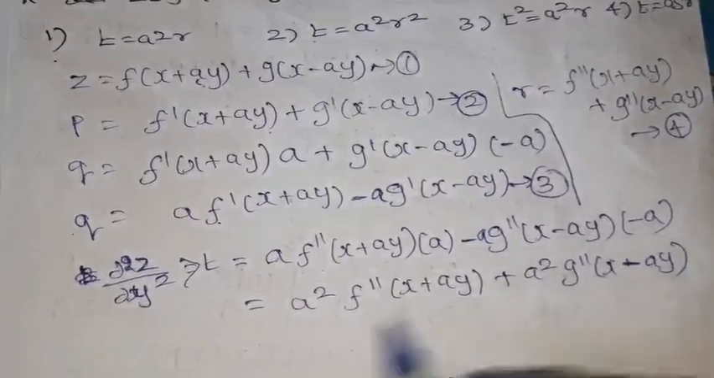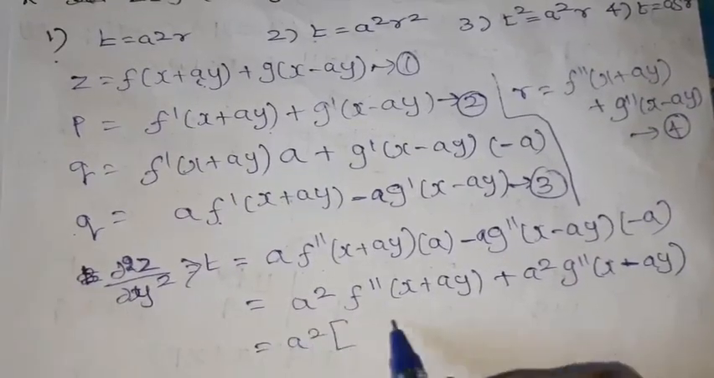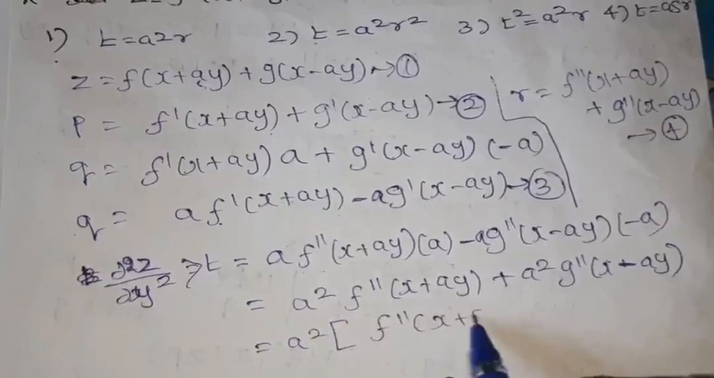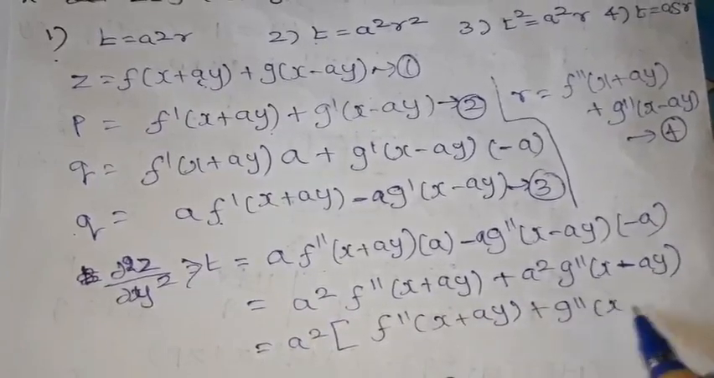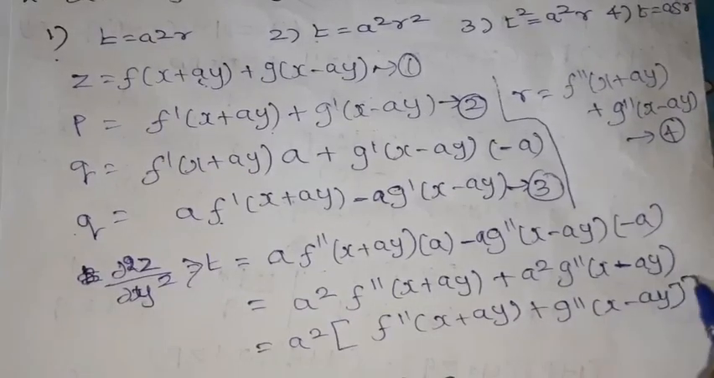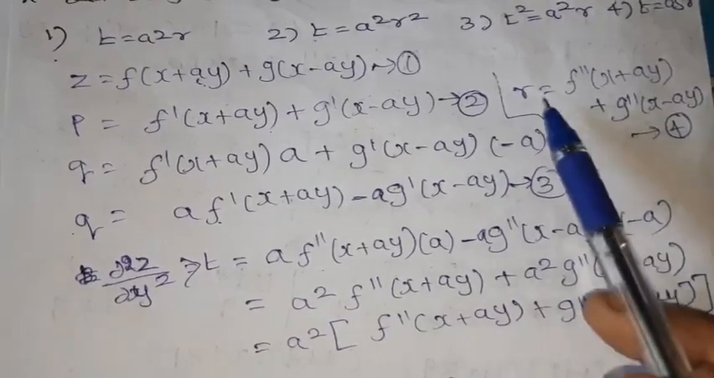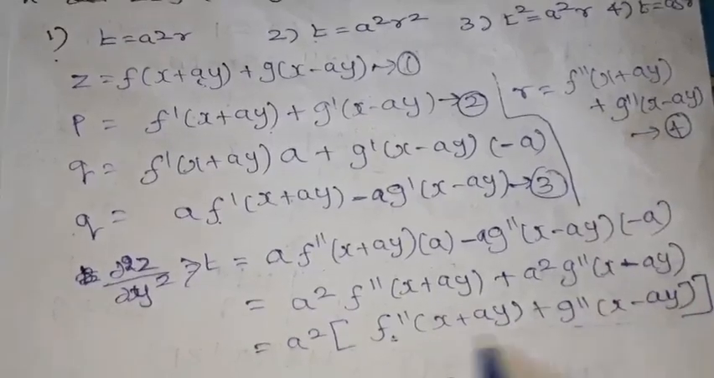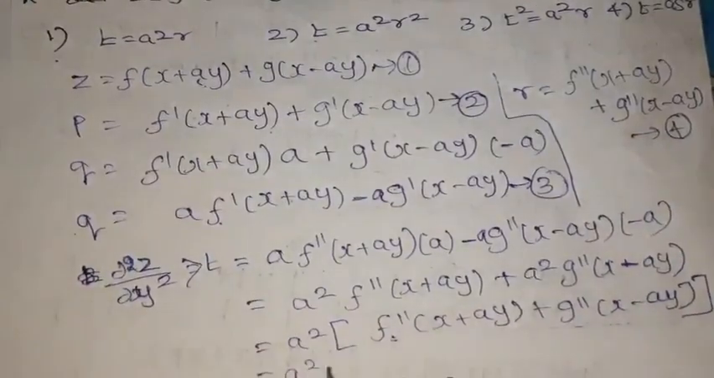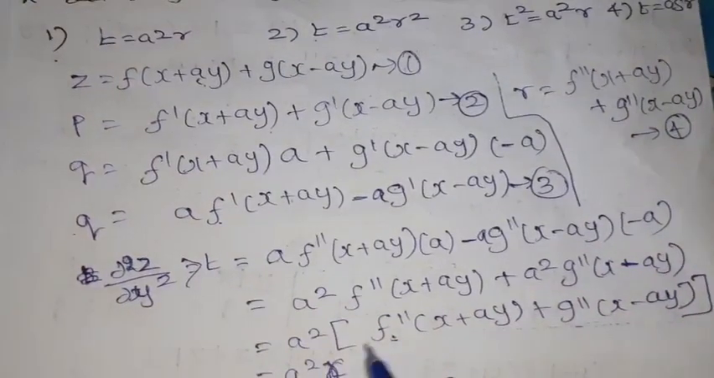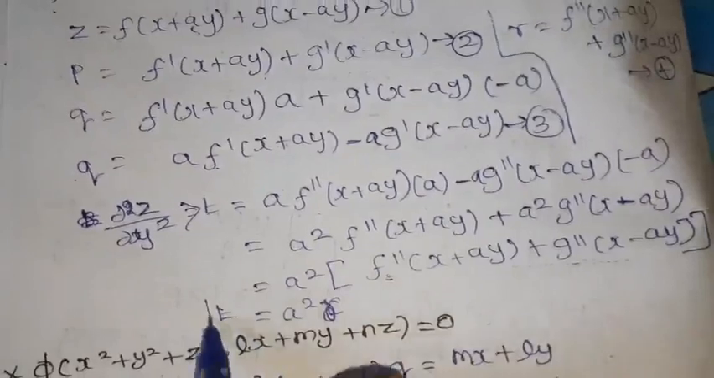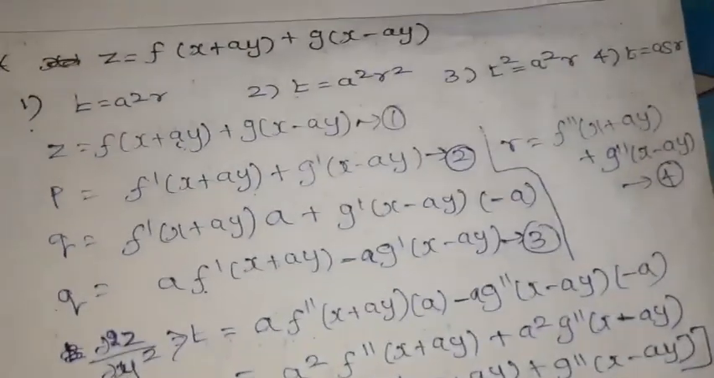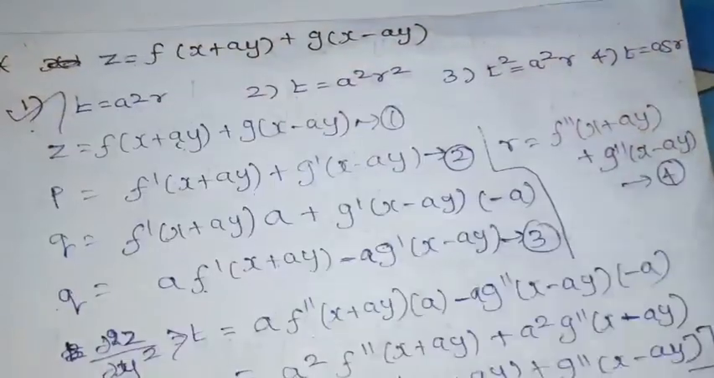What is common here? a square. When we take common, what will we get? a squared times [f double dash of x plus ay plus g double dash of x minus ay], which is equal to r. This term equal to r. So a squared into r on the left hand side is equal to t. So t equals a squared r. Option 1 is the right option for this problem. We'll move on to the next one.